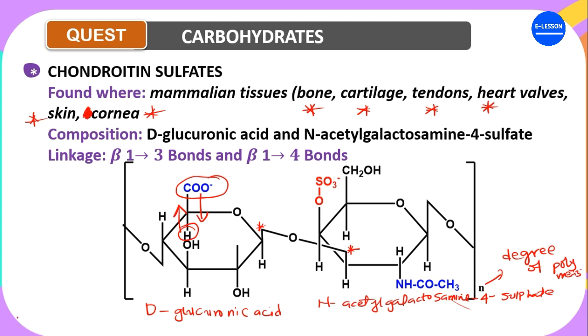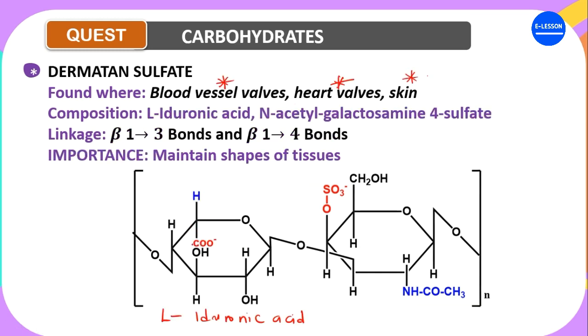So if you are able to draw the structure of chondroitin sulfate, you should be able to draw the structure of dermatan sulfate. Okay, dermatan sulfate is found in heart valves, blood vessel valves, skin especially. This one is very easy. What is the importance? It helps to maintain the shapes of the tissues. The bonds, everyone knows what the bonds are. 1,3 bonds and then 1,4.